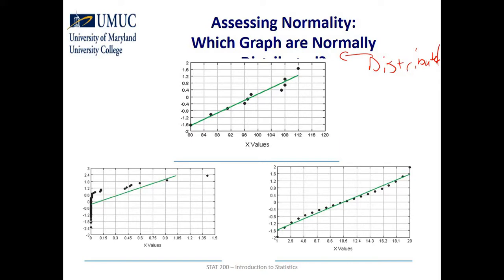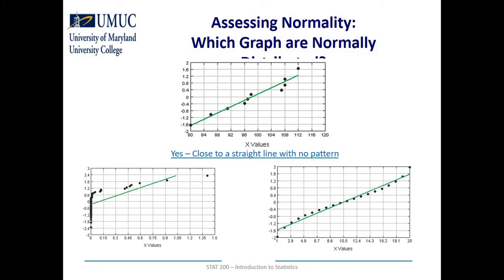Okay, so the first one, we have a straight line through here, and there's possibly a little bit of a pattern here, possibly something like that, but it's not a perfect pattern. So yeah, I'd say that's probably normally distributed, close to a straight line with no real pattern.